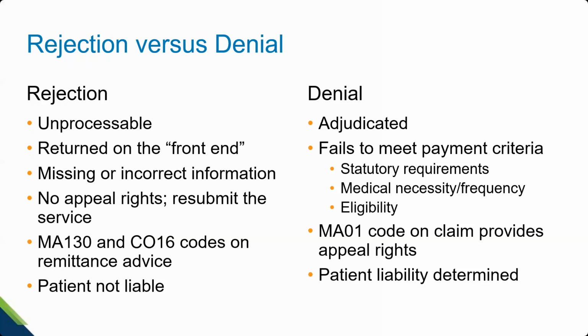Of course, other types of denials would include eligibility. Perhaps the beneficiary wasn't eligible for the service on the date of service, or it could be that the provider wasn't eligible. So on the remittance advice for denied claims, you will find, in most cases with very few exceptions, an MA01 code, and this provides for you the appeal rights. For denied services, patient liability is determined.